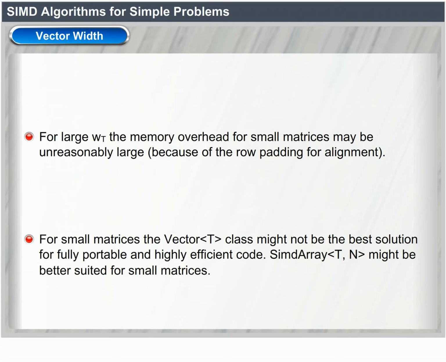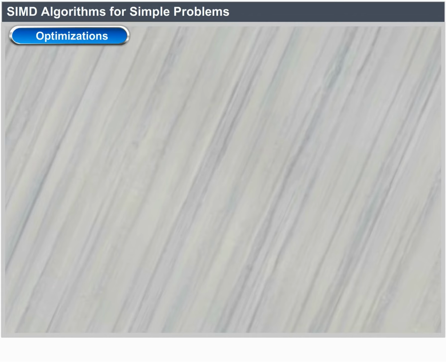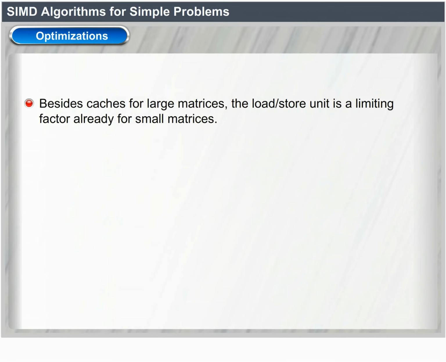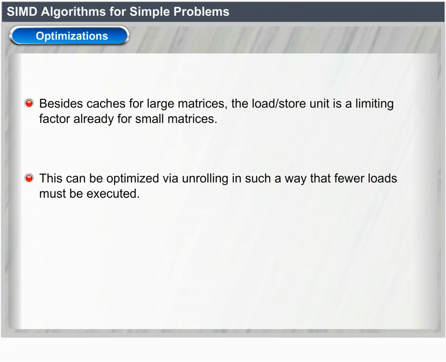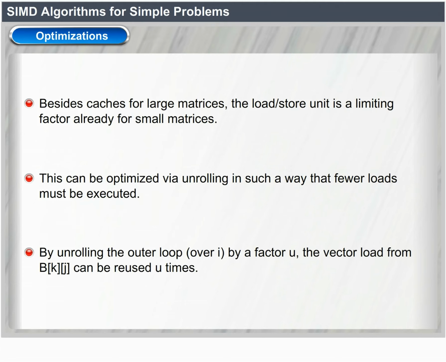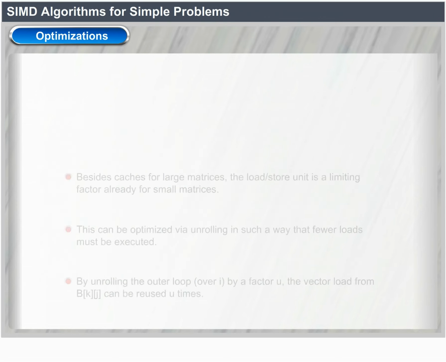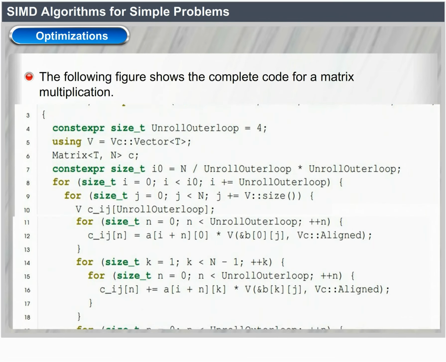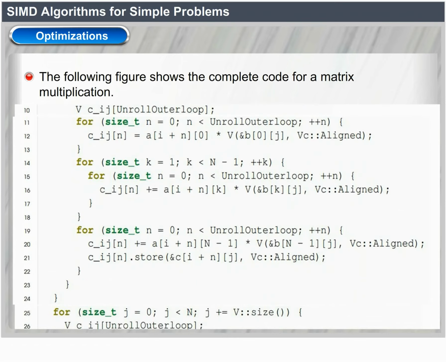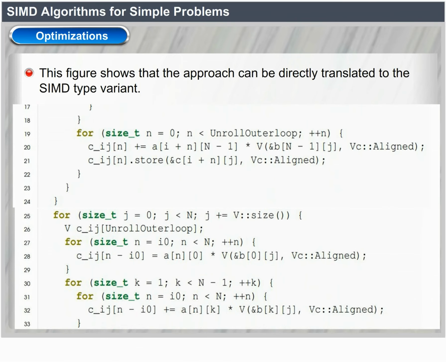Optimizations. Besides caches, for large matrices, the load or store unit is a limiting factor already for small matrices. This can be optimized via unrolling in such a way that fewer loads must be executed. By unrolling the outer loop over i by a factor u, the vector load from B_kj can be reused u times. The following figure shows the complete code for a matrix multiplication. This figure shows that the approach can be directly translated to the SIMD type variant.